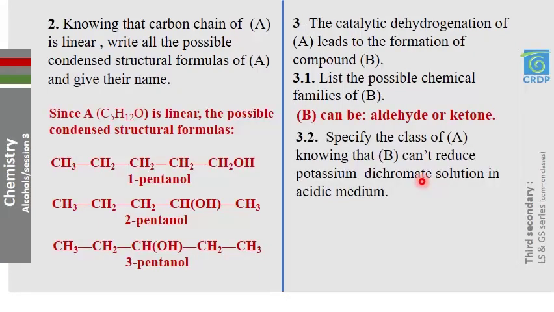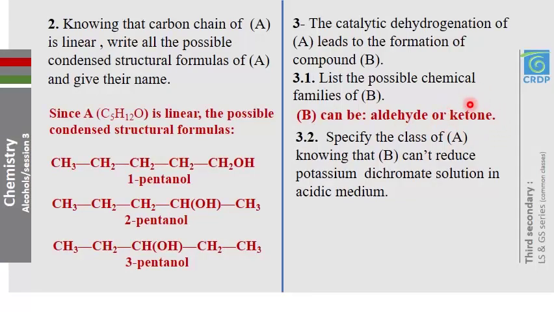Finally, specify the class of A, knowing that B cannot reduce potassium dichromate solution in acidic medium. This B, which is either an aldehyde or a ketone, cannot undergo oxidation reaction with potassium dichromate. So B, aldehyde or ketone? Of course ketone, because only ketones cannot undergo oxidation reactions. We have seen that aldehydes can undergo oxidation reactions. So B is a ketone.